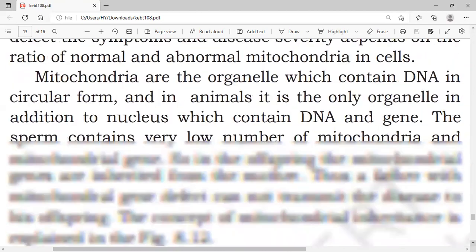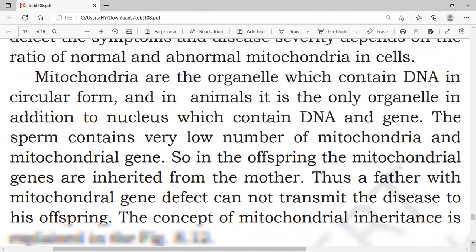So in human diseases due to mitochondrial gene defect, symptoms and disease severity depend on the ratio of the normal and the abnormal mitochondria in the cell. कितने माइटोकॉन्ड्रिया नॉर्मल हैं, कितने अबनॉर्मल हैं, उस पर डिपेंड करता है सिवियरिटी डिजीज की.